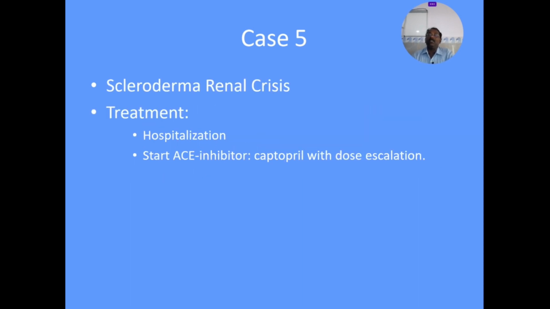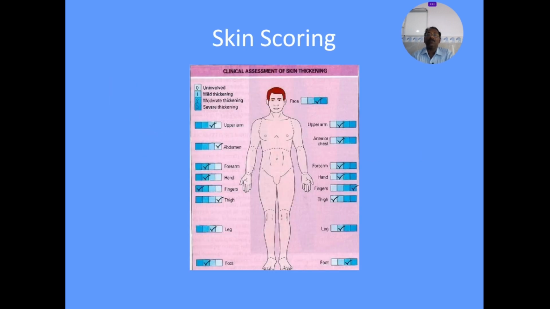Okay. So this is scleroderma renal crisis. Treatment: not outpatient, hospitalization, because they may land up with hypertensive encephalopathy. They may land up with acute left ventricular failure. They may land up with acute kidney injury. Okay. So start ACE inhibitors, captopril, with dose escalation.